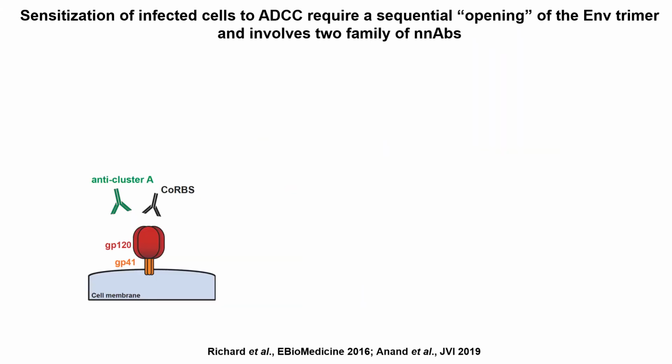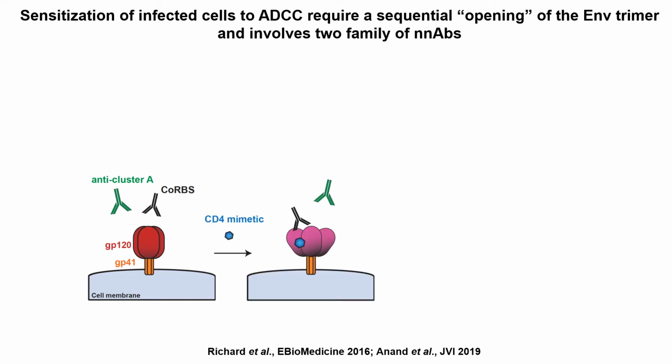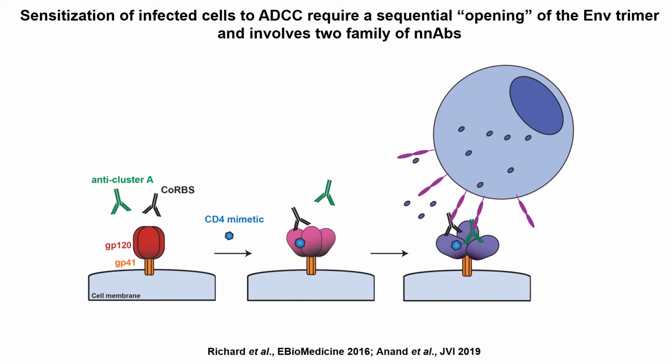This sensitization of infected cells to ADCC requires sequential opening of the envelope trimer and involves two families of non-neutralizing antibodies present in the plasma from infected individuals. We demonstrated that the CD4 mimetic compound sufficiently opened the envelope trimer to expose the co-receptor binding site. Then the bivalent interaction of co-receptor binding site specific antibodies further opened the envelope trimer to allow binding of anti-cluster A family antibodies. Then the Fc portion of both classes of antibody is required to efficiently recruit Fc gamma receptor bearing effector cells such as NK cells to mediate the elimination of HIV-1 infected cells by ADCC.